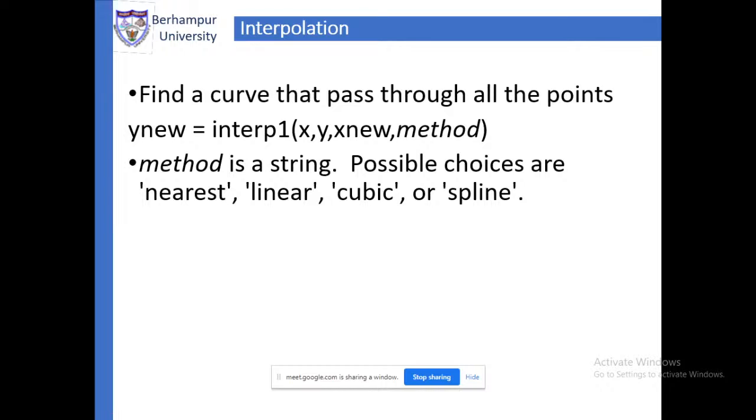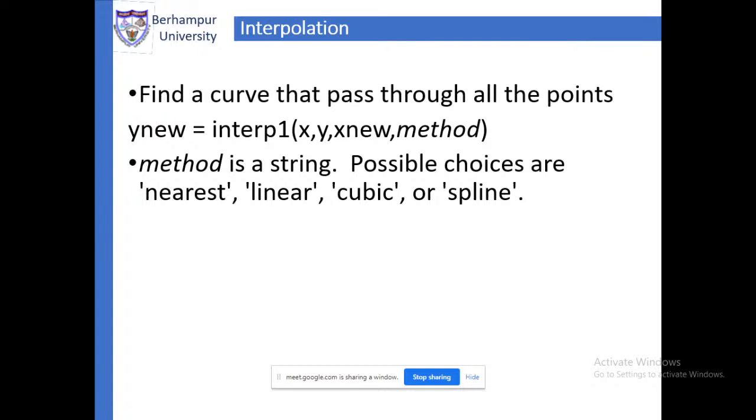Fitting may not pass through all points, but it will give you the minimum error. Interpolation will pass through all points that are given to you, from which you are deriving this. So that will give you ynew is equal to interpolate 1 xy xnew, then the interpolation method. What is the method? Method can be the nearest value, linear interpolation, cubic interpolation, or spline interpolation. So these are the 4 commonly used interpolation methods that you can use.